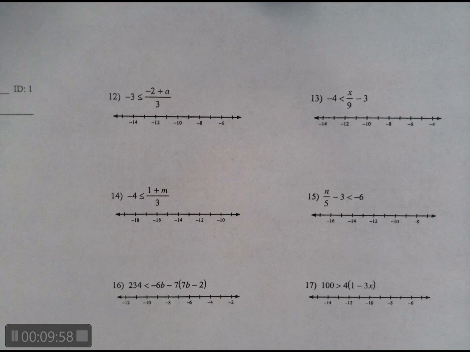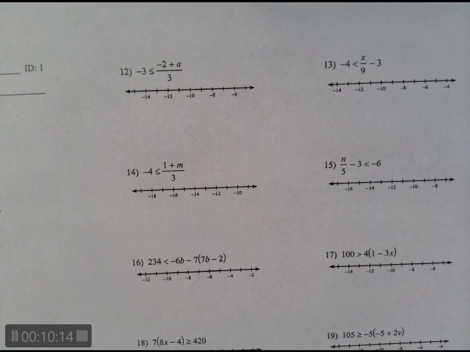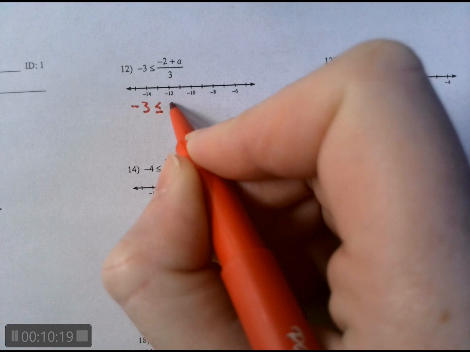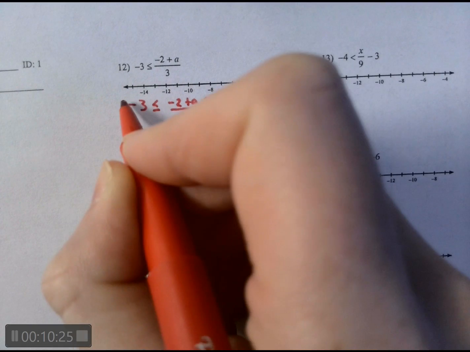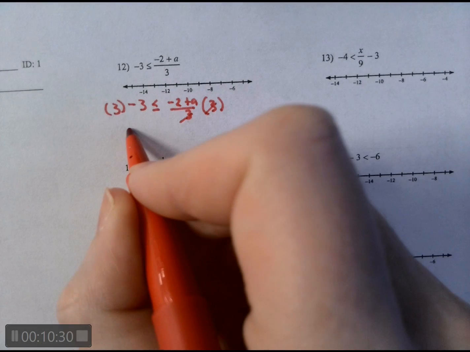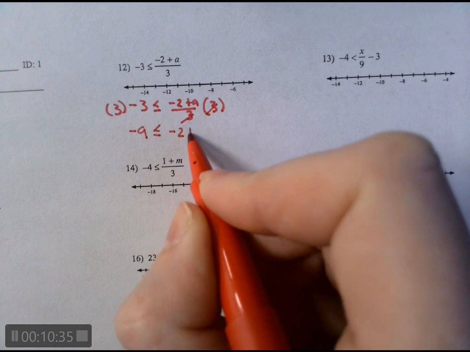Alright, for number 12, don't freak out because there's a fraction, okay? Because we've been solving with fractions for quite a while now. When you have a fraction, the first thing you want to do is multiply by your denominator. So I'm going to copy this problem down. And I'm multiplying by my denominator, because that's going to cancel these 3's out. So I'm going to get negative 9 is less than or equal to negative 2 plus a.